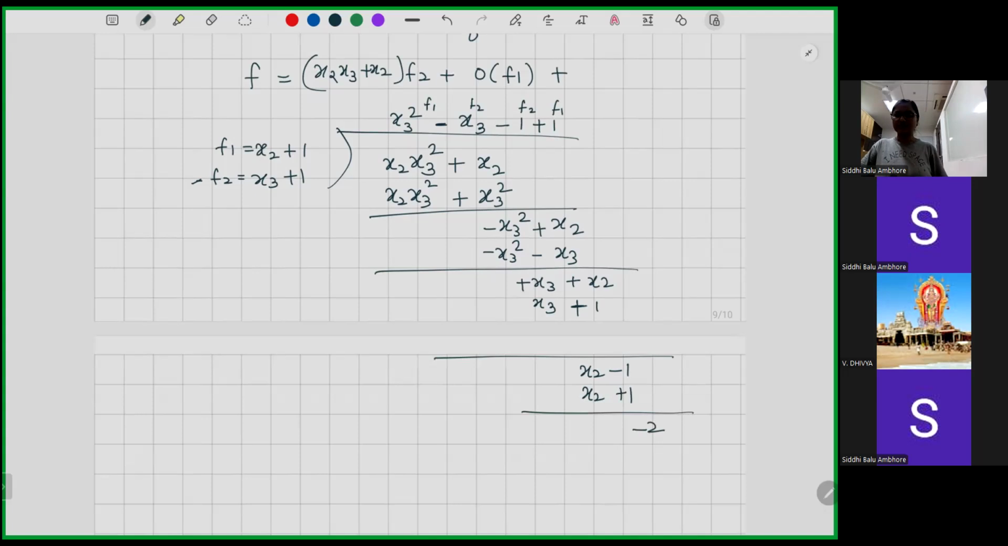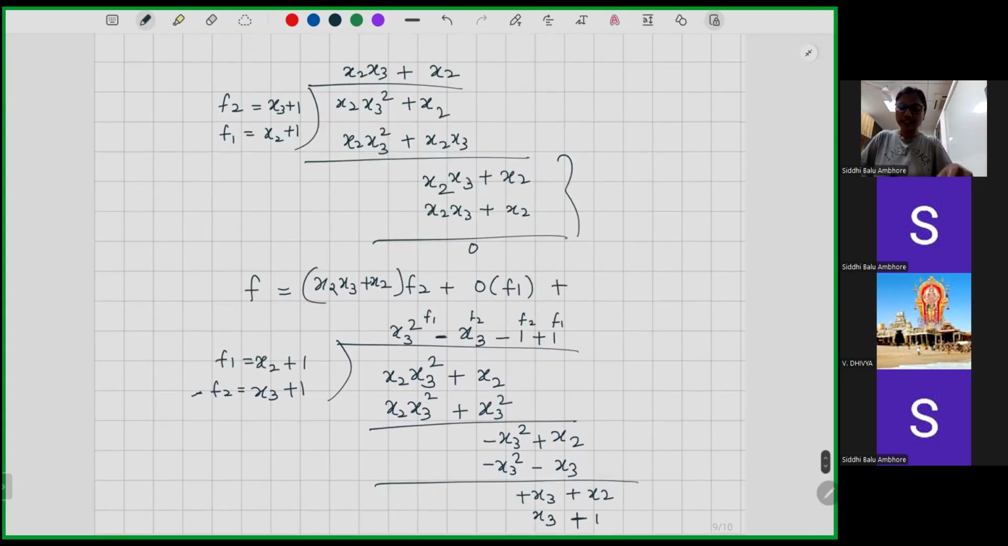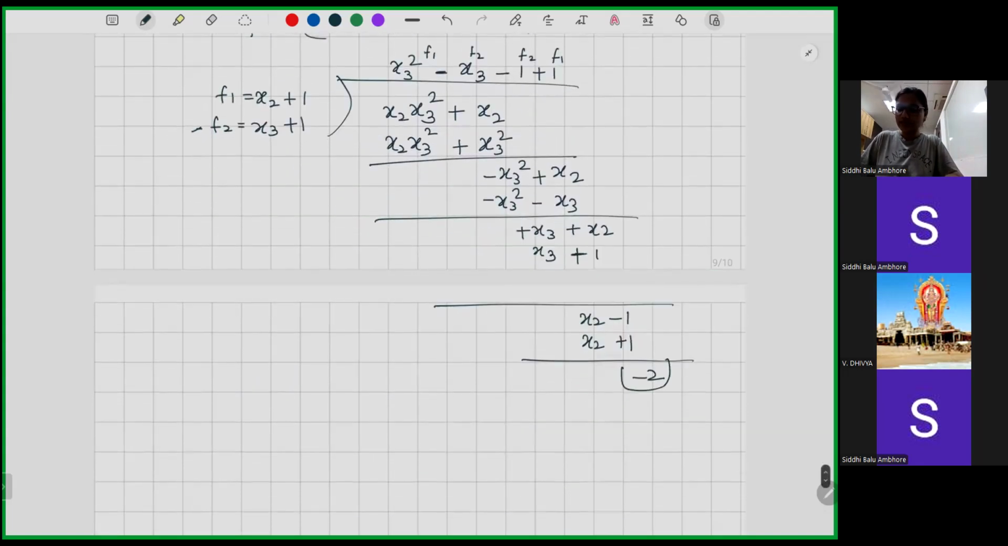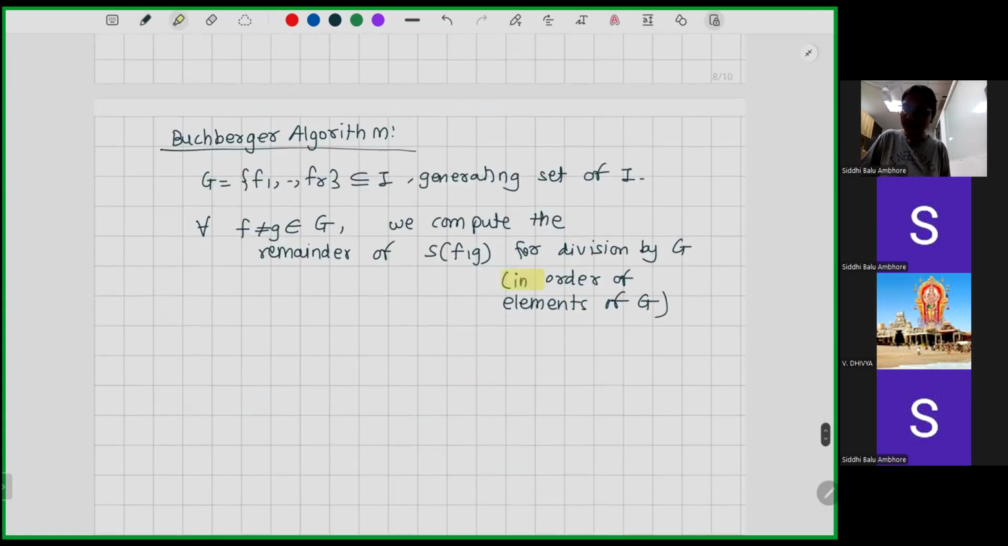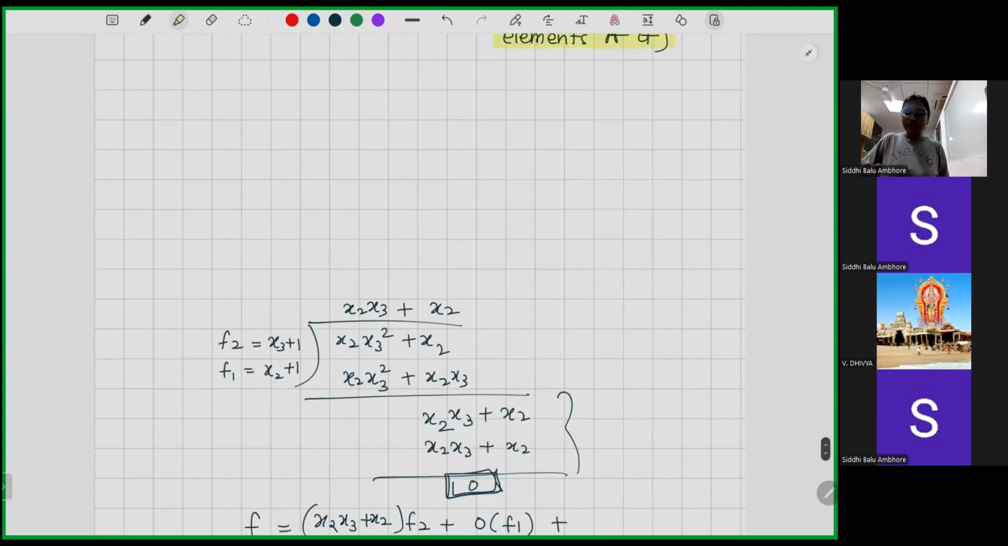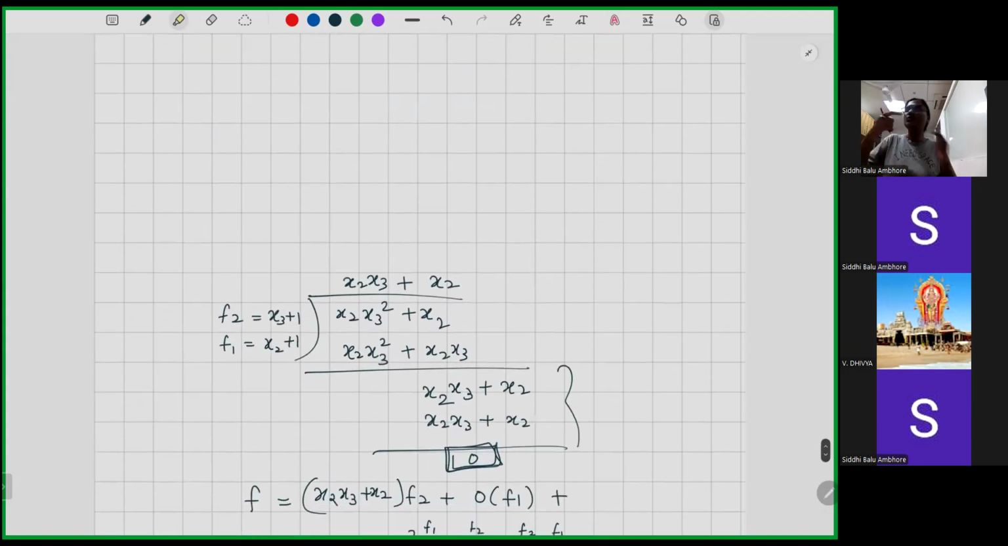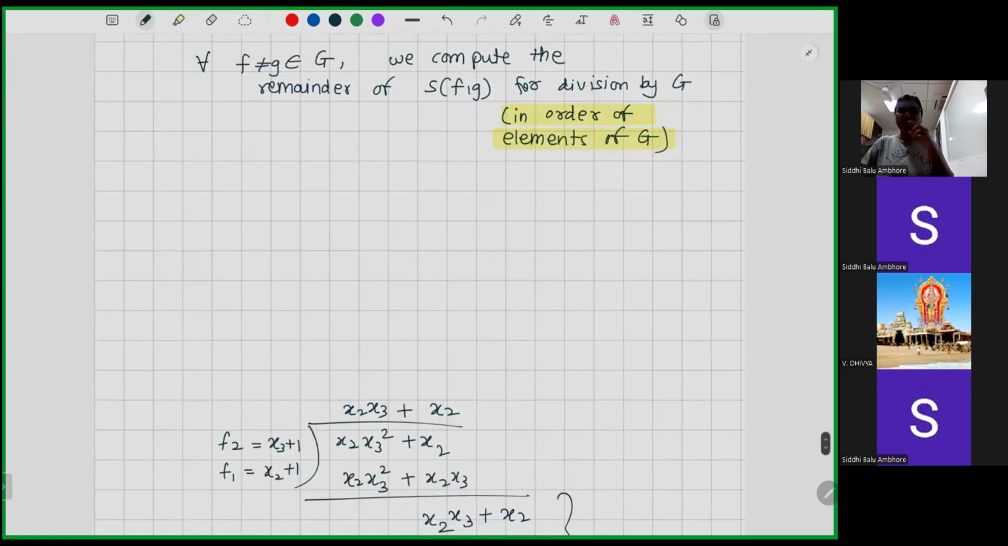Yes, ma'am. Okay. So this calculation might have some error. And here we can see the remainder was 0, but here the remainder is minus 2. Yes, there might be some error. Please go through it. But the order I'm talking about here is this order, the order using which we are dividing our polynomial g. Okay, I hope that is clear.